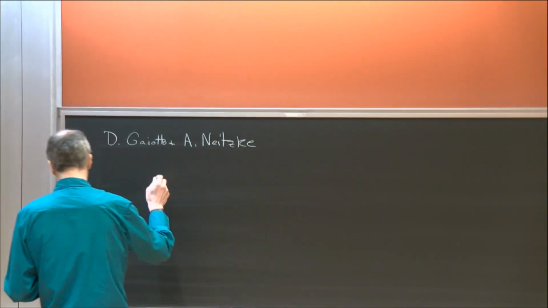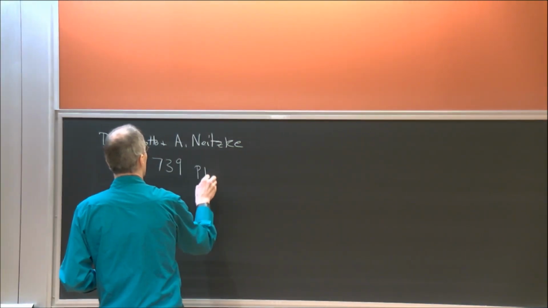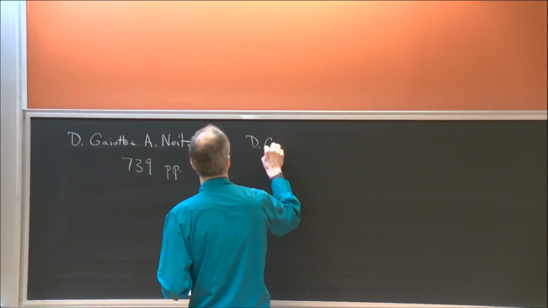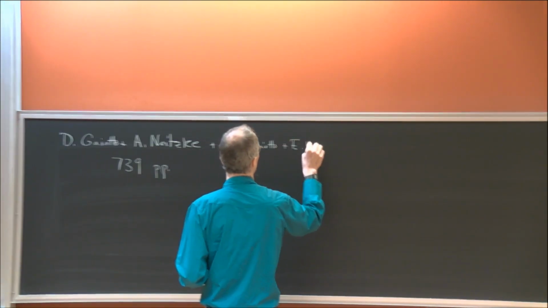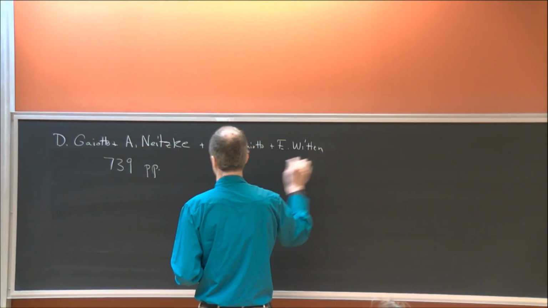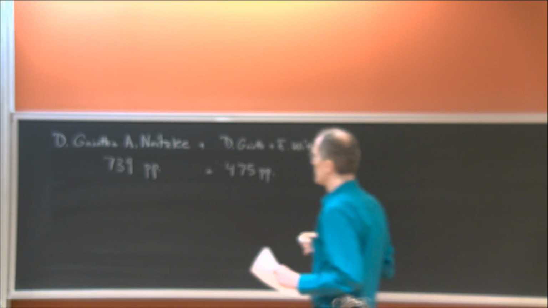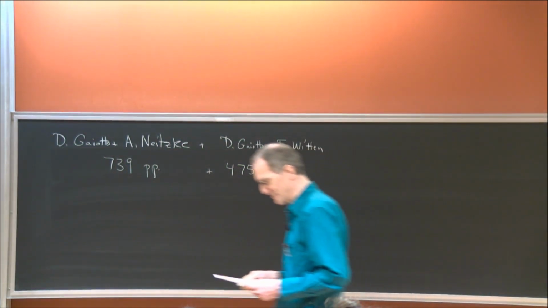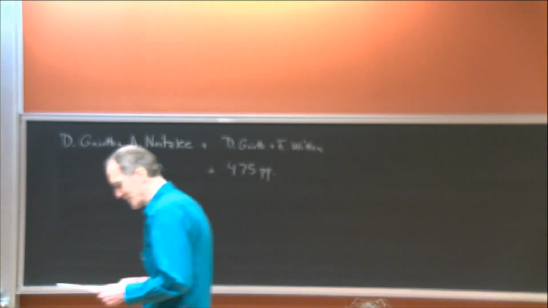Well, that's 6 papers, about 739 pages. And then there was a tiny little follow-up with David Gaiato and Edward Witten, another 475 pages. And well, nobody wants to read all that. Allegedly, there are some results in all those pages, so I'm going to sketch for you a few of those results.